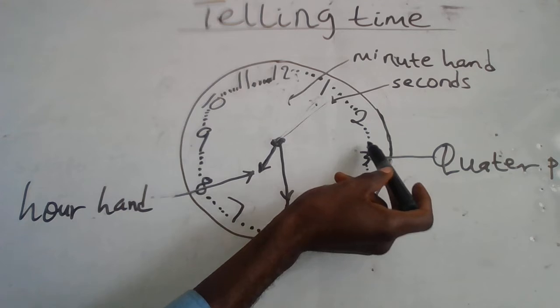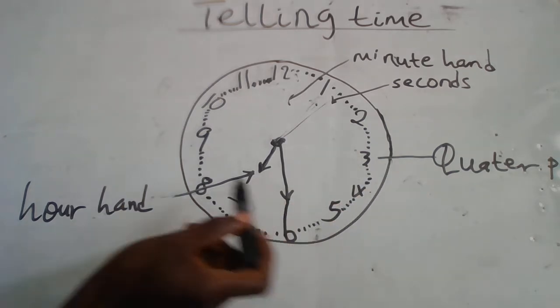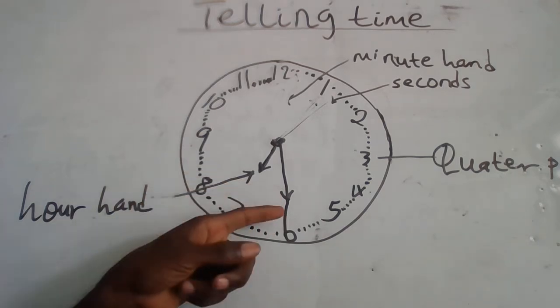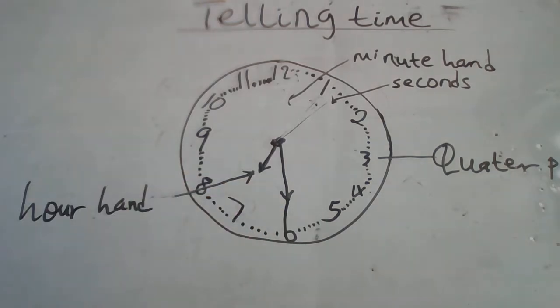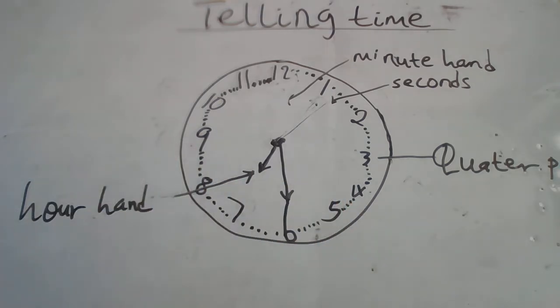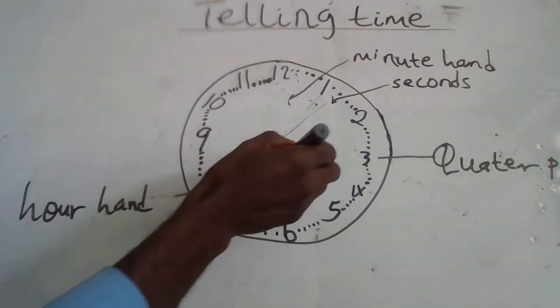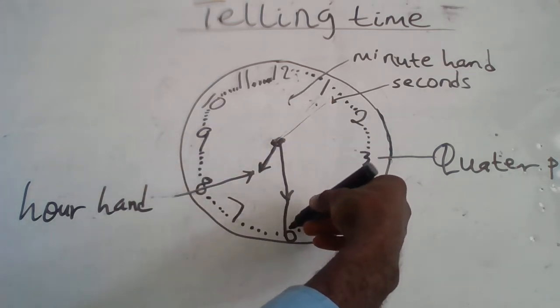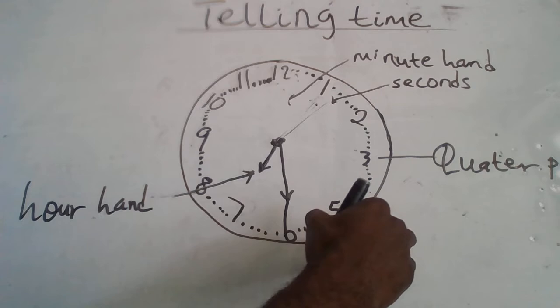1, 2, 3, 4, 5, 6. Of course, 5 times 6 is 30. So we are going to have 30 minutes past 7. Now, if you say 30 minutes past 7, there's no problem. But you can also say half past 7, because 30 is half an hour.